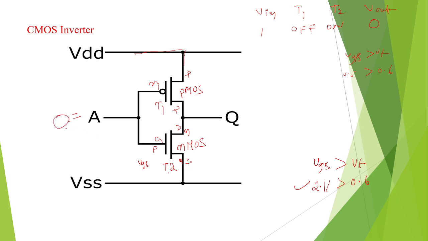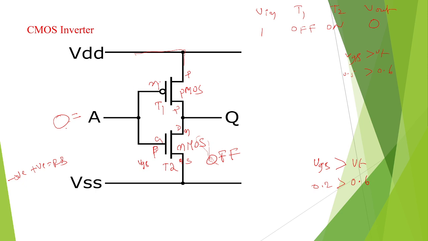0 means negative, and P means positive, so negative to positive is reverse bias. It will not be sufficient. VGS is not sufficient here because it is the reverse bias case. Just assume it is 0.2 only. So the condition is not satisfied, hence transistor T2 goes to the off condition.